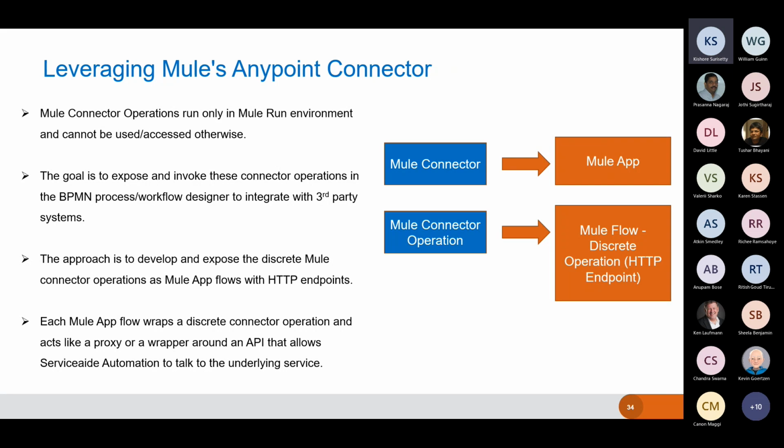Mule connector operations run only in a Mule run environment. So you can't access the Mule connector operations directly, unless you deploy them in a Mule run environment or Mule run server. So the question is, how do we expose or invoke those connector operations? The goal is to expose these connector operations into the BPMN process or workflow designer so that we can integrate or talk to the third-party system.